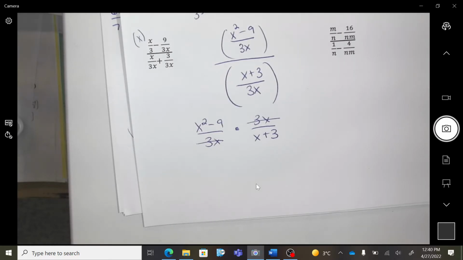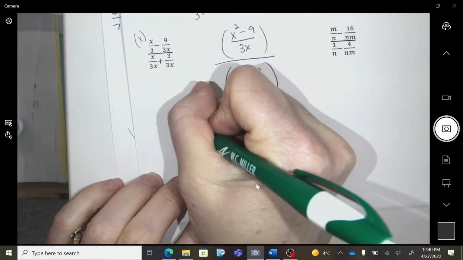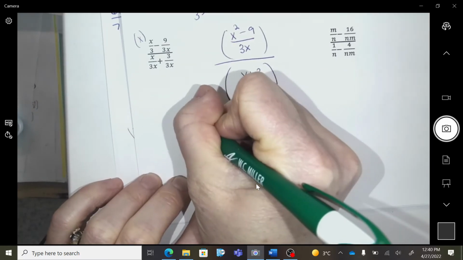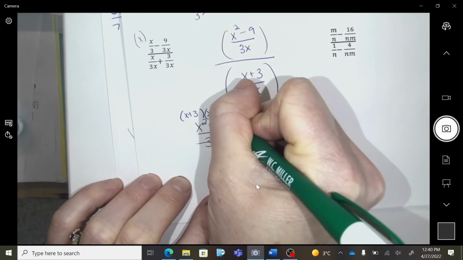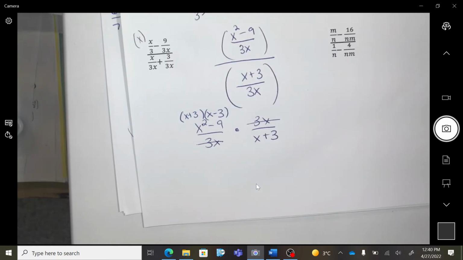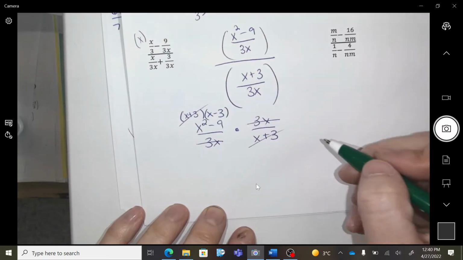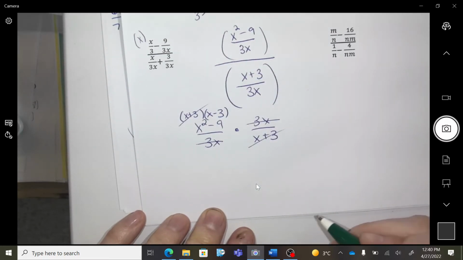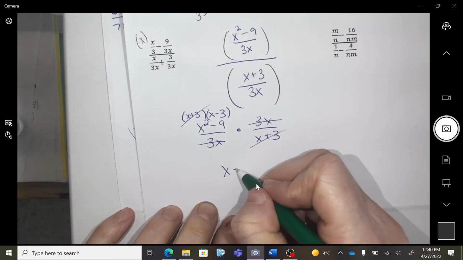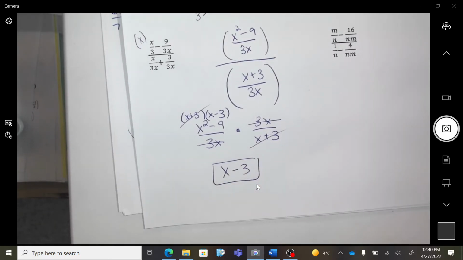Now there's something else I can do. Difference of squares. So after I've done that, can I look further and try to cancel? X plus 3. So what am I left with? X minus 3. And it's on the top, so we don't have to do the 1 over or anything.